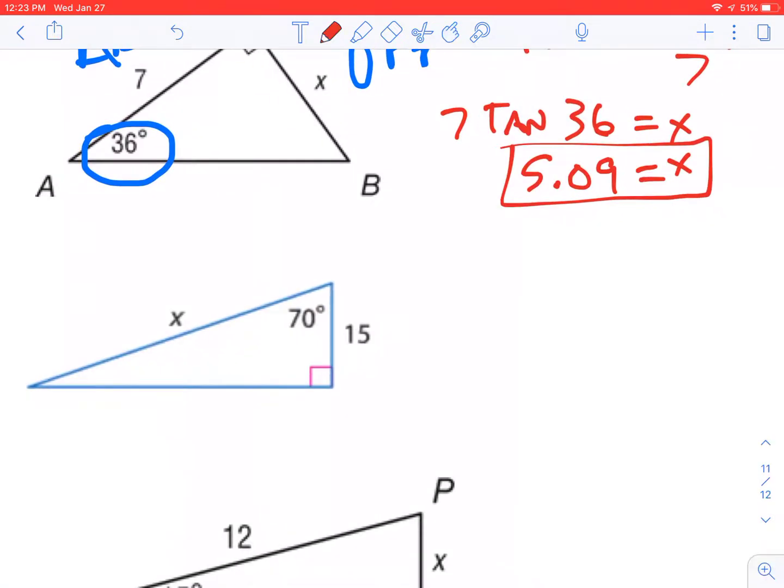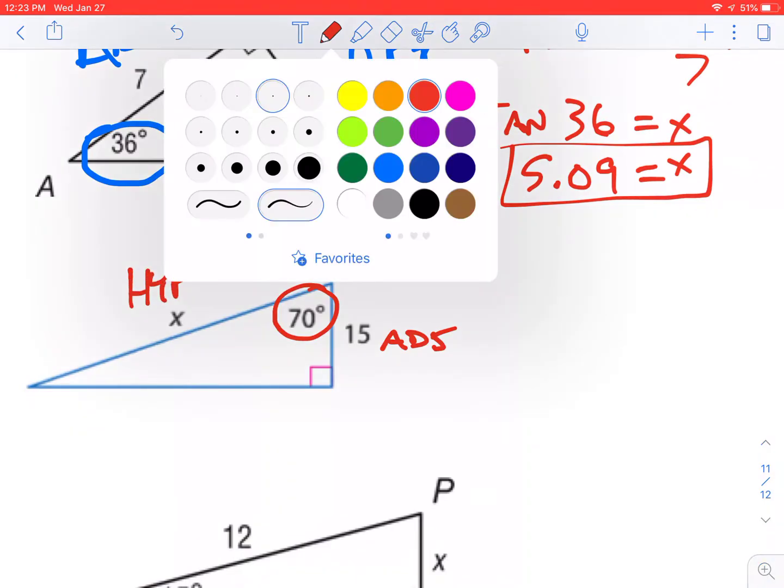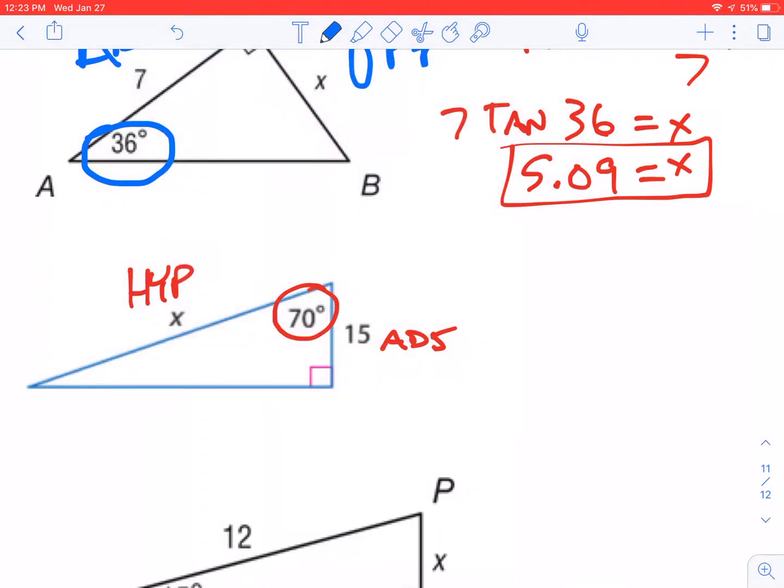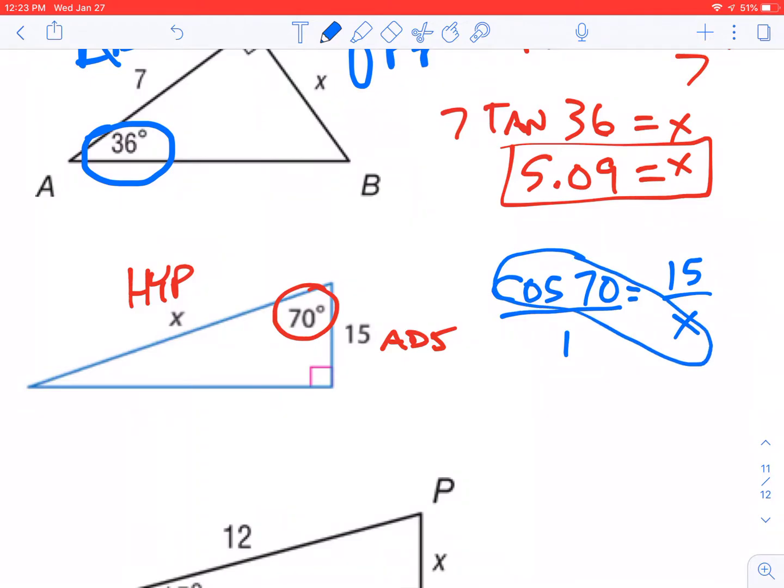Let's move on down. I circle my angle. 15 is adjacent. It's right next to it. X is hypotenuse. So I know it's going to be cosine because it's A and H, ca. So cosine of 70 equals 15 over x. X is in the bottom, so I'm going to put that over a 1, and I am going to cross multiply.